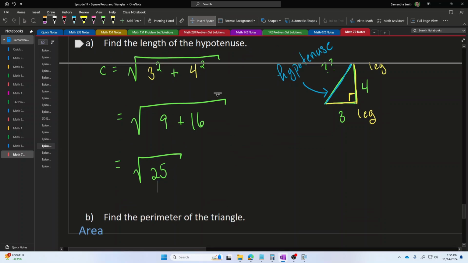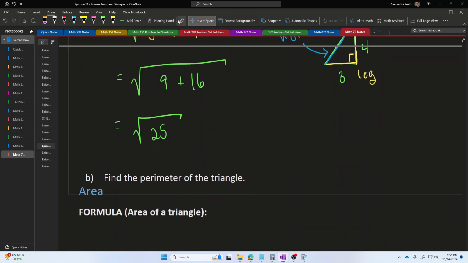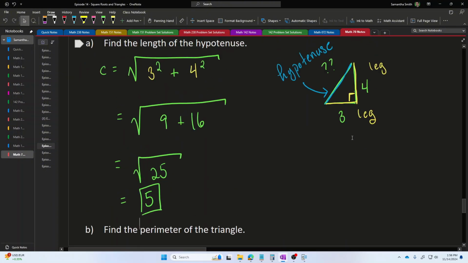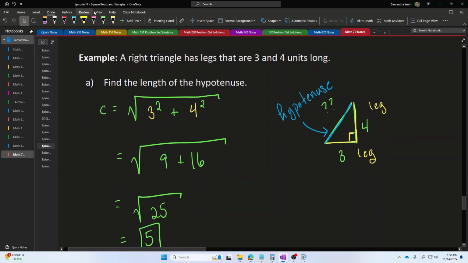And so the square root of 25 is one of the ones that we calculated earlier. The square root of 25 was the number 5. So in this picture, I can find the length of the hypotenuse just by applying this formula with these specific measurements for the legs. The hypotenuse would be exactly 5 units in this situation.